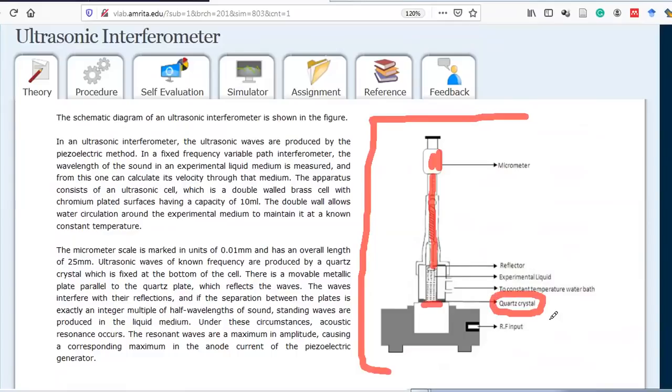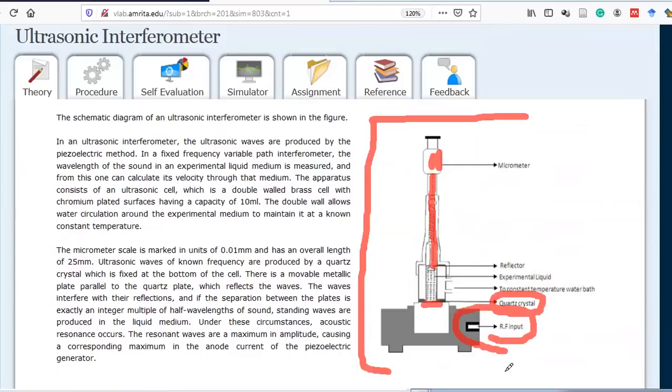Why quartz? Because quartz crystals are sensitive to this range of high frequency when you supply it, and because of that, you are able to generate the ultrasonic waves. So that's why we are keeping the quartz crystal at the bottom, and this quartz crystal is connected with an RF input, which is shown here. RF in the sense radio frequency.